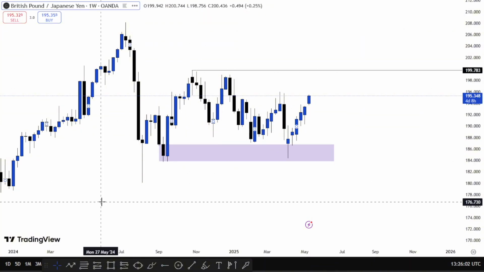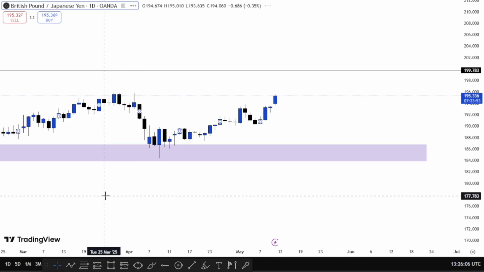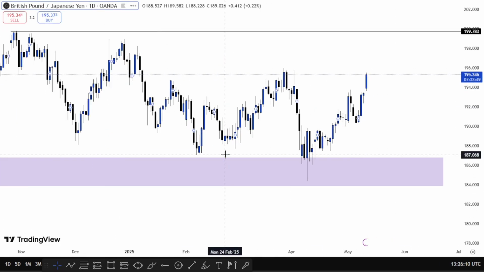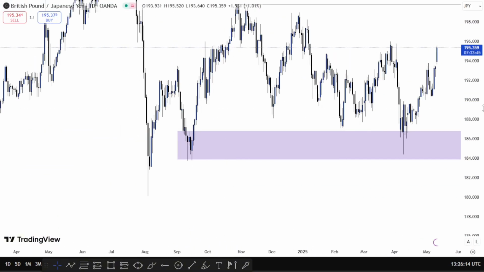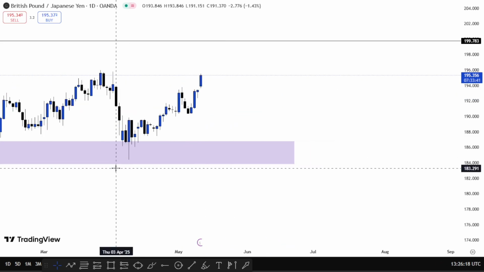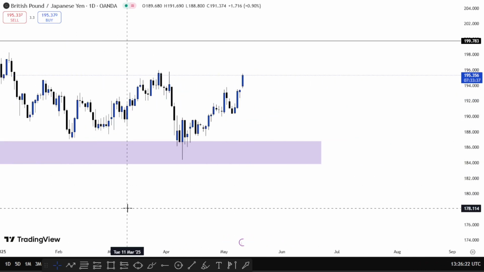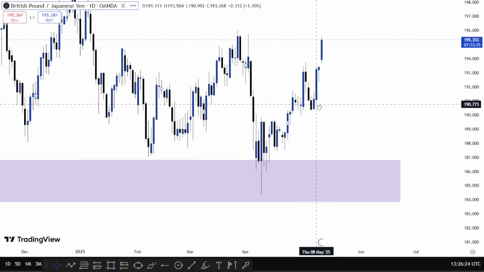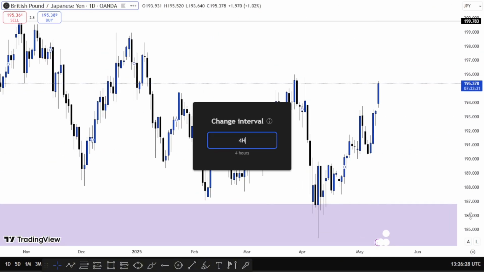So now we're going to scale down to our daily time frame. On the daily time frame, what are we looking for? We're looking for structures that are in alignment with our trading strategy. On the daily time frame, nothing is actually visible, nothing is clear. So we scale down to a smaller time frame. We go down to the 4 hours time frame.